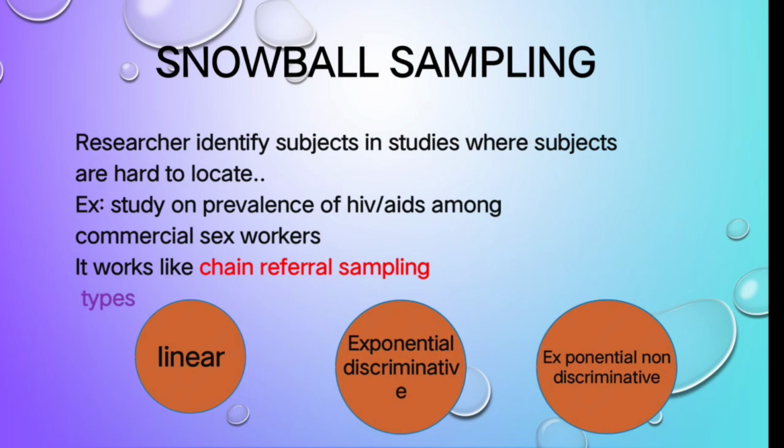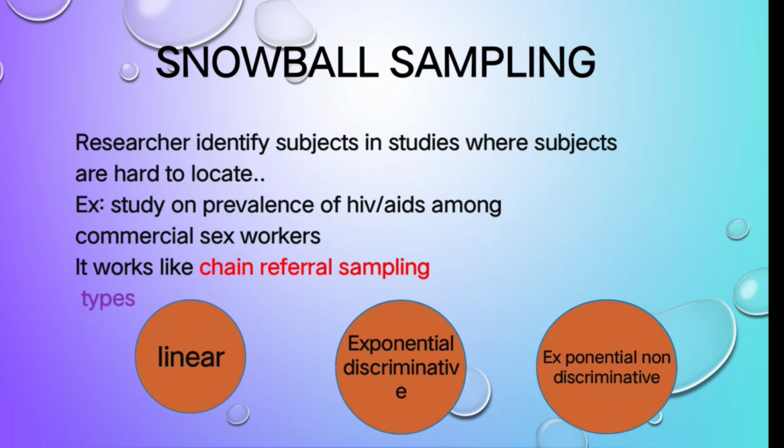Next is snowball sampling technique. The researcher identifies the subjects in studies where subjects are very hard to locate. For example, the researcher wants to study the prevalence of HIV AIDS among commercial sex workers. It works like chain referral sampling. Chain referral again has classifications: linear, exponential discriminative, and exponential non-discriminative.